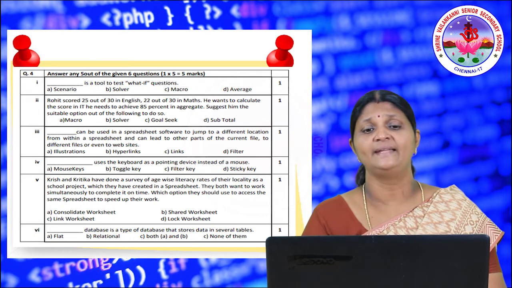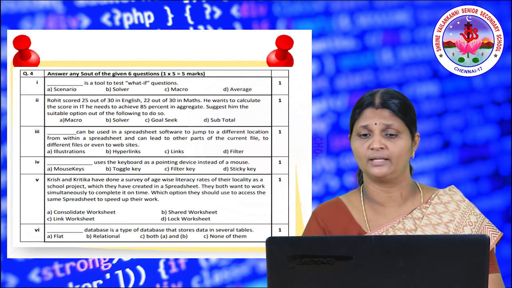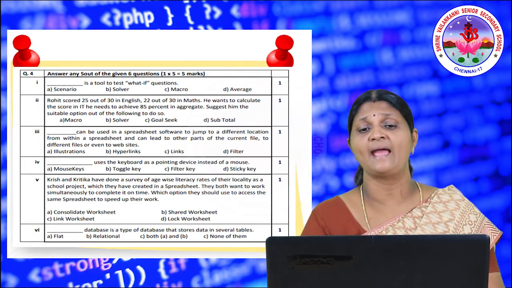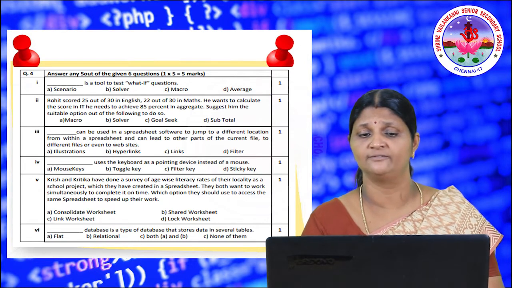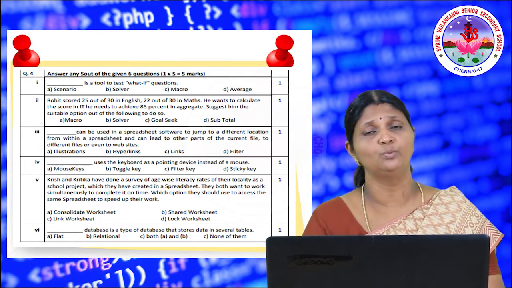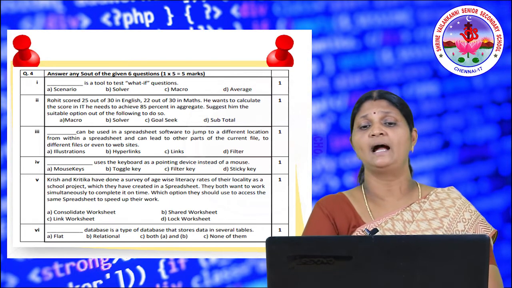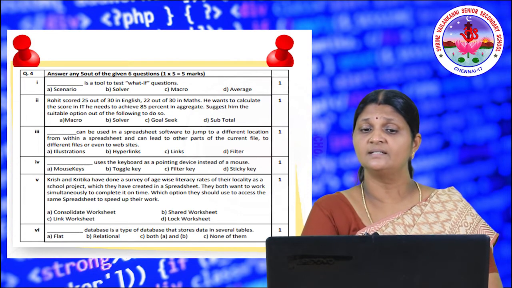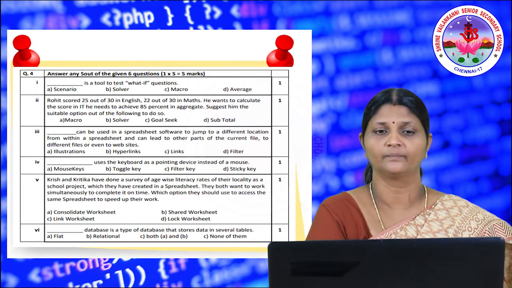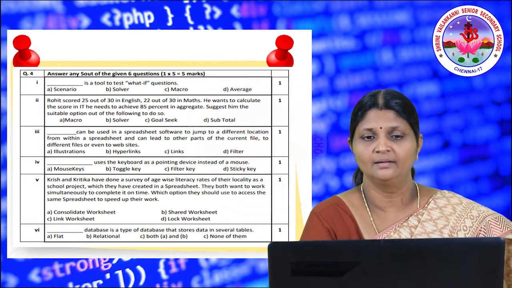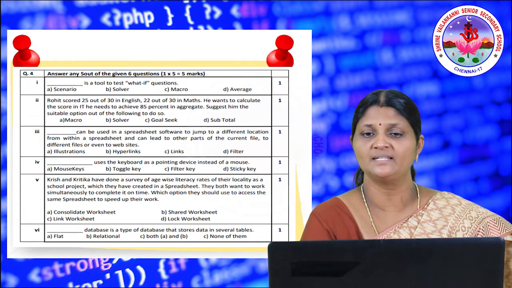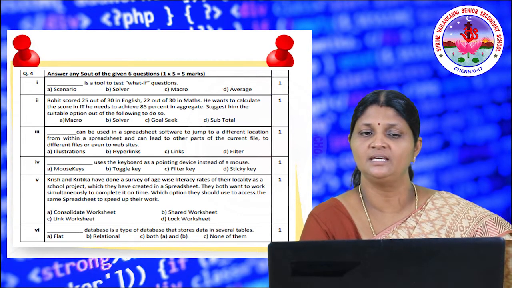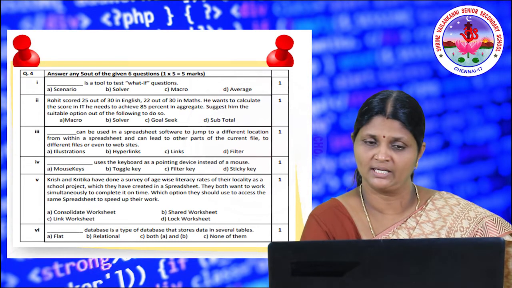Third question, dash can be used in a spreadsheet software to jump to a different location from within a spreadsheet and can lead to the other parts of the current file, to different files or even to websites. Illustrations, hyperlinks, links and filter. Which is the correct answer? It is hyperlinks. The fourth question, dash uses the keyboard as a pointing device instead of a mouse. Mouse keys, toggle key, filter key, sticky key. Yes, it is mouse keys.